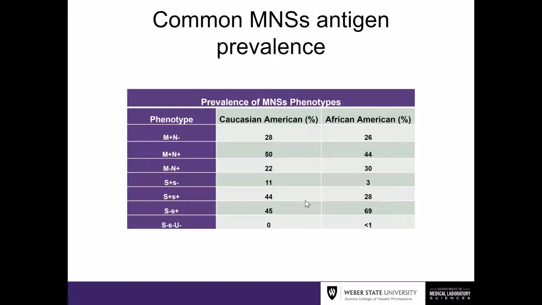But this table shows the prevalence of MNS phenotypes, and you can use it to reference in the future. And it gives insight into how difficult it is to find compatible blood units in case of unexpected alloantibodies. You'll also notice at the bottom the big S negative, small s negative, U negative line shows that only 1% or less of the African American population is this phenotype.